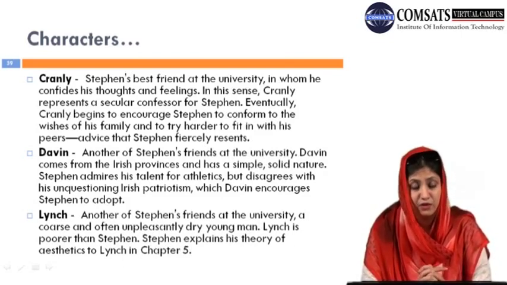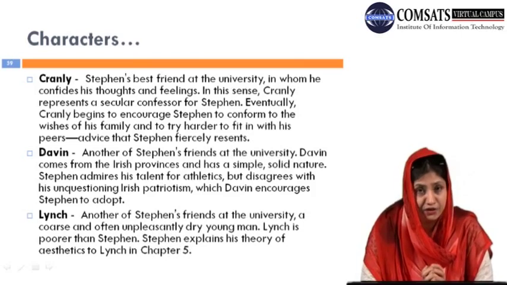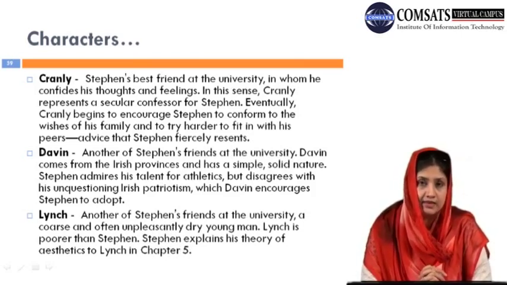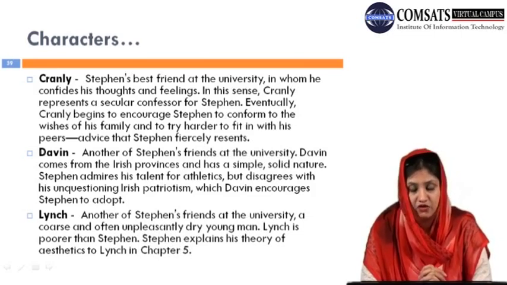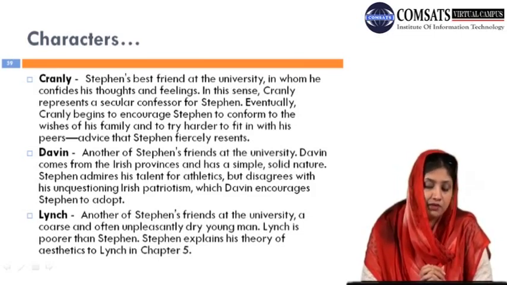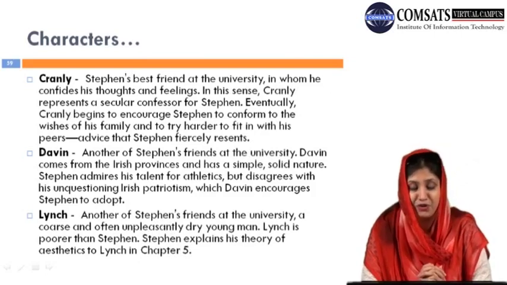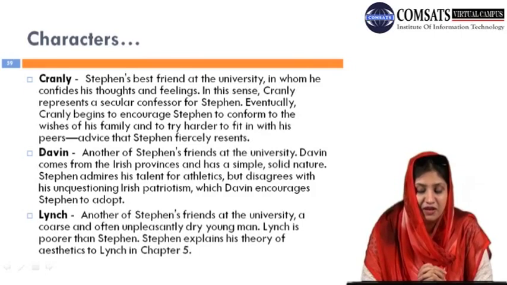And then Davin is another of Stephen's friends at the university. He comes from the Irish provinces and has a simple, solid nature. Stephen admires his talent for athletics but disagrees with his unquestioning Irish patriotism, which Davin encourages Stephen to adopt.